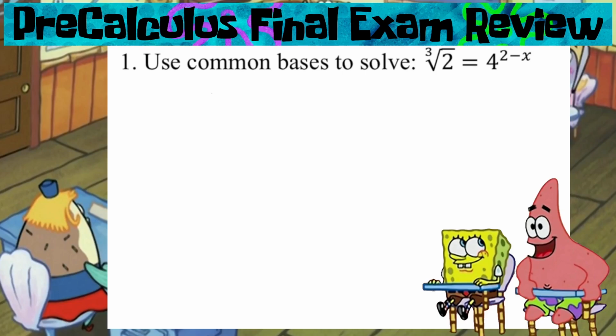We're going to use common bases to solve the cube root of 2 is equal to 4 to the 2 minus x power. One thing that I just want to address is the common bases here. We're talking about bases in terms of exponential, not bases in terms of logarithmic. So read the room, what's going on here. We're dealing with making a common base a power to matching bases on both sides. 2 to a power equals 2 to a power. Then we can use the one-to-one property.